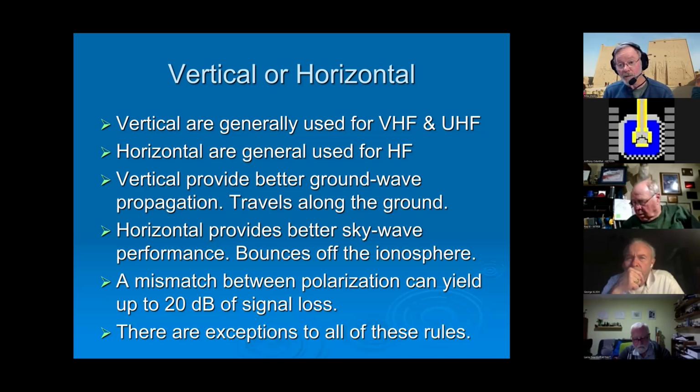So verticals are generally used for VHF and UHF antennas. Horizontal is generally used for HF and also for single sideband when you're in VHF, UHF. Vertical polarizations provide better ground waves, so that means that RF is going to do a better job of tracking the nap of the ground.